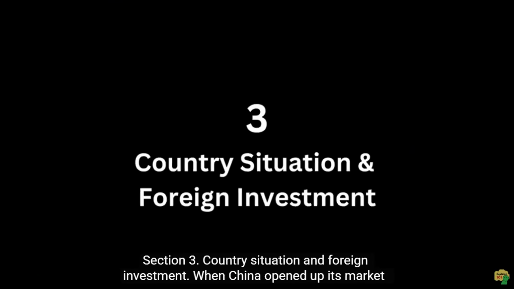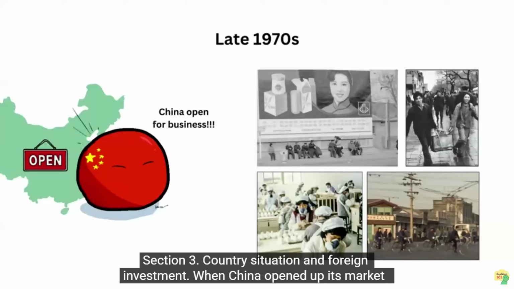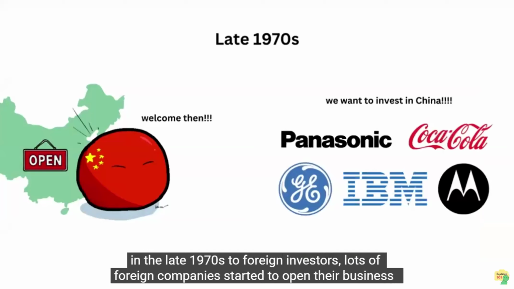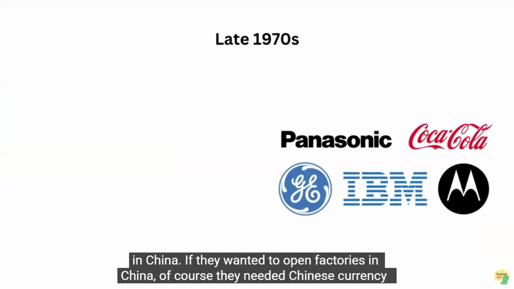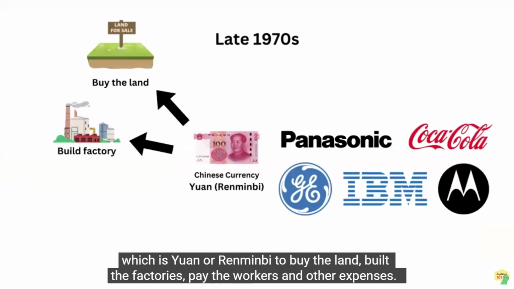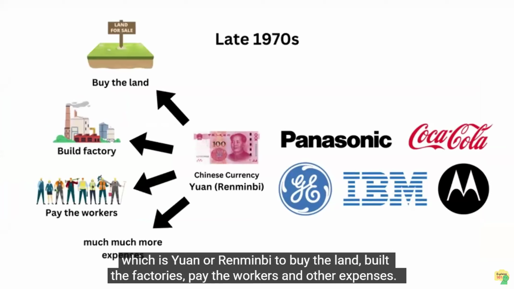Section 3. Country situation and foreign investment. When China opened up its market in the late 1970s to foreign investors, lots of foreign companies started to open their business in China. If they wanted to open factories in China, of course they needed Chinese currency, which is yuan or renminbi, to buy the land, build the factories, pay the workers and other expenses.